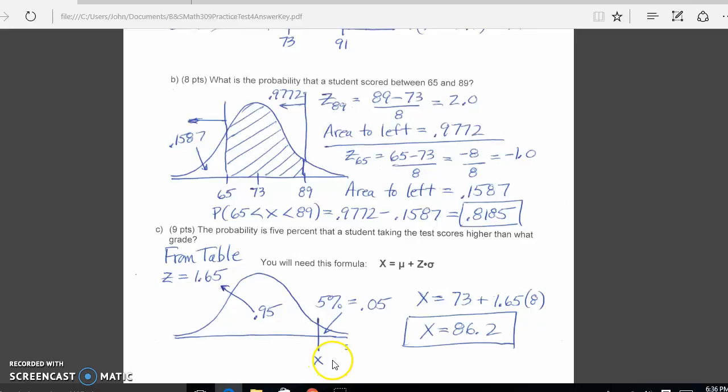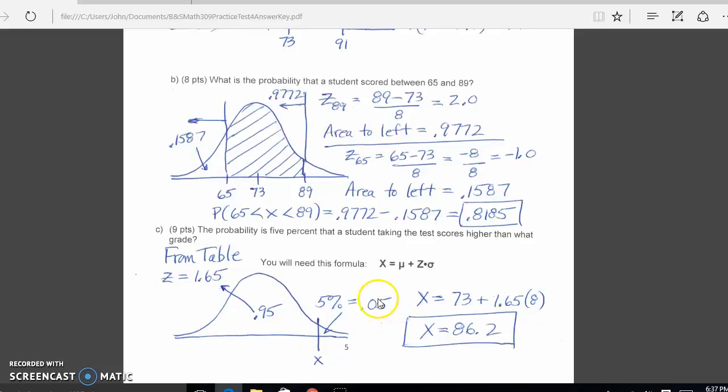So we are asked to find a certain grade, which is X, and we are told that there's only a 5% chance that someone would score higher on the test than that grade. 5% is 0.05, so there's some number X, and there's only 5% under the curve above that number. Now, since the entire normal curve is always 1, if there's only 0.05 under this tail, then all of this area to the left is 0.95.